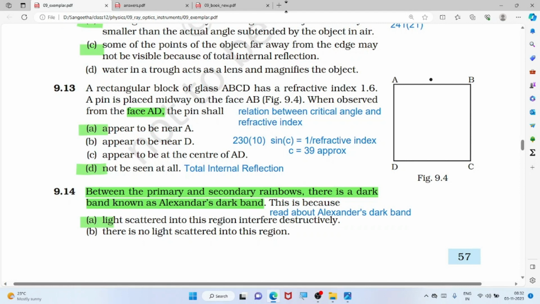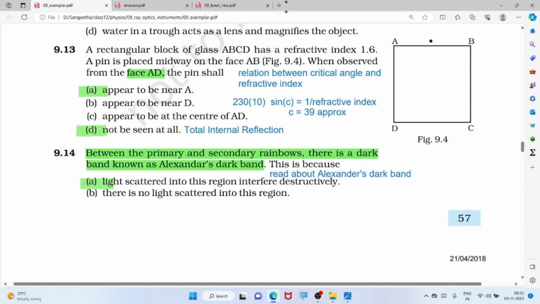A rectangular block ABCD has a refractive index given as mu. A pin is placed midway on the face. Here this is the pin. When observed from the face AD, the pin may appear near to A, or not appear at all, because of total internal reflection when the incident angle exceeds the critical angle.